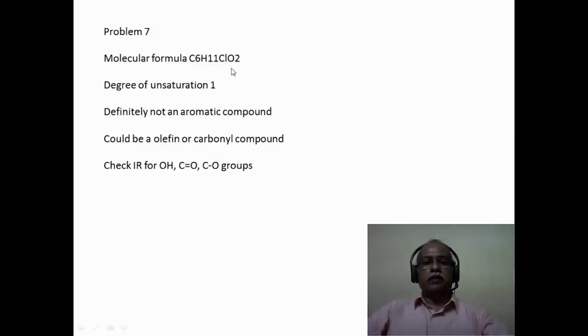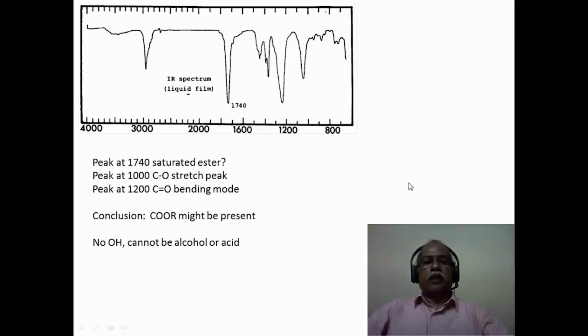Because of the presence of oxygen, we will have the routine check for the presence or absence of OH and carbonyl functional groups, and because there are 2 oxygens present here, one can check whether there is a carbon-oxygen double bond as well as a carbon-oxygen single bond stretching frequency in the infrared spectrum of this compound. Now the infrared spectrum is shown here. 1740 is a saturated ester peak. The carbonyl stretching frequency of an ester is what is seen around 1740 or so.